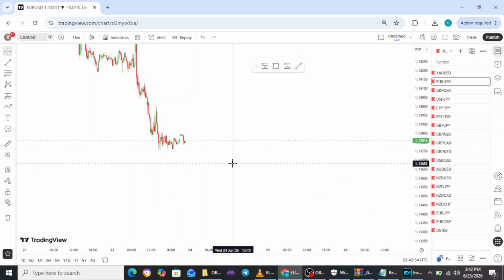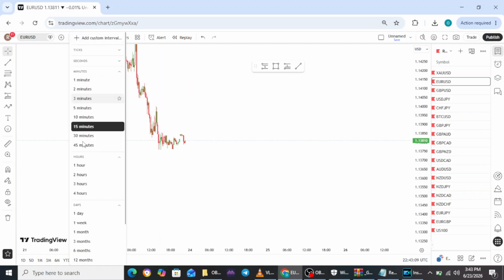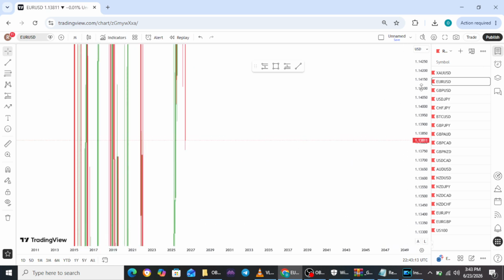Okay, let's look at Euro USD. Let's do a fresh analysis on this pair. Okay, this is the 24th day of June. Let's see what the market is telling us. Now, remember what I told us, always start your analysis from the monthly time frame.